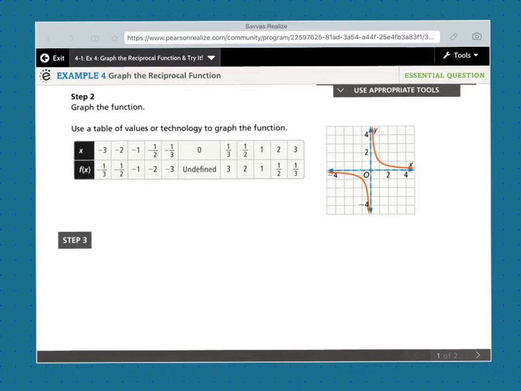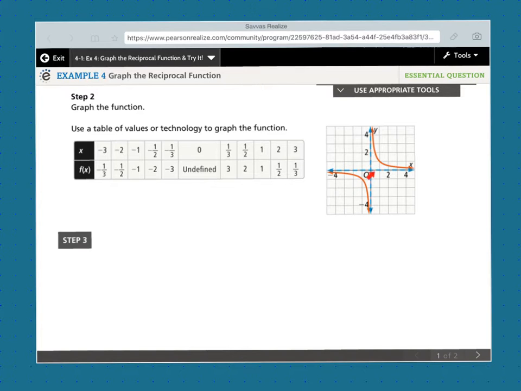Okay, they do not touch each other. They do not connect with each other. They are in the first quadrant and the third quadrant. So that's the uniqueness of reciprocal functions. Now, you're not done yet. You have to take a look at this function and see where the asymptotes are.